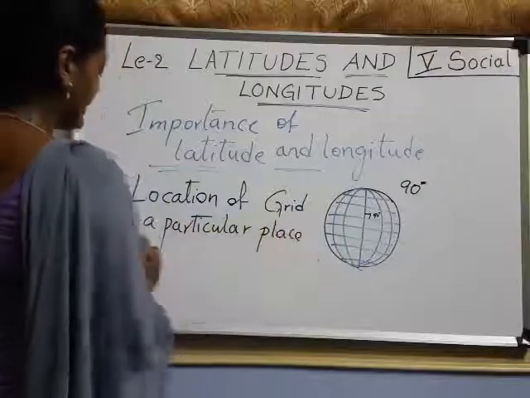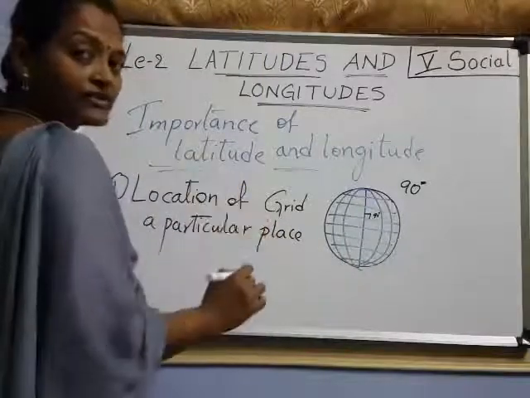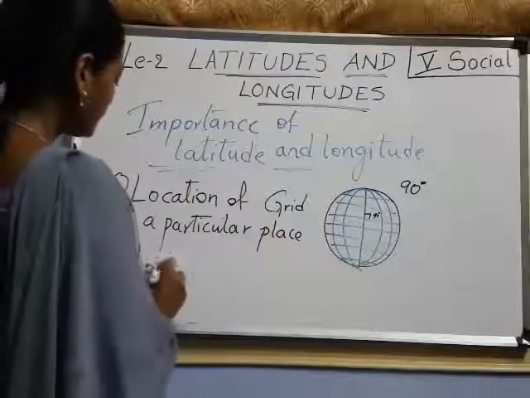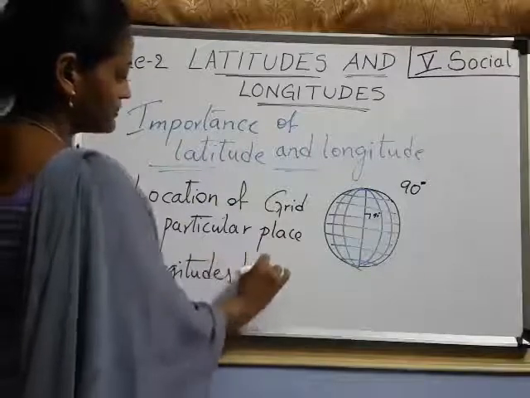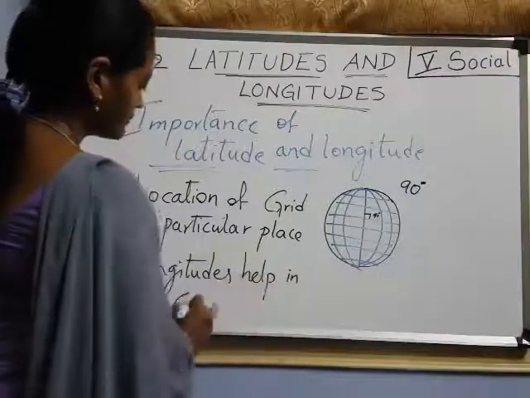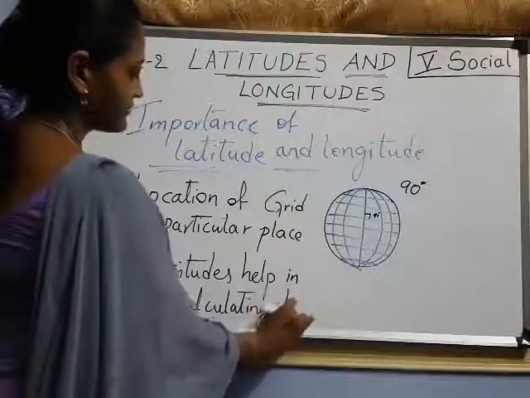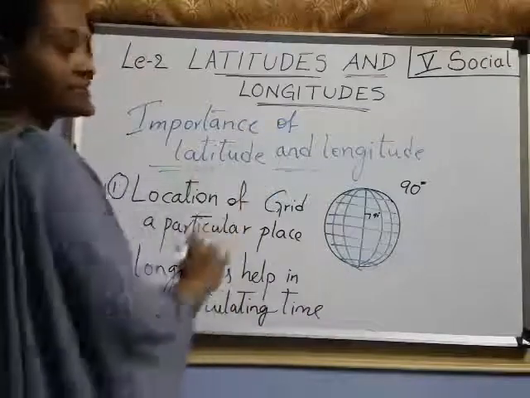Understood, children? And the second importance is that longitudes mainly help in calculating time. Longitudes help in calculating time. These two are the main importance of latitudes and longitudes.